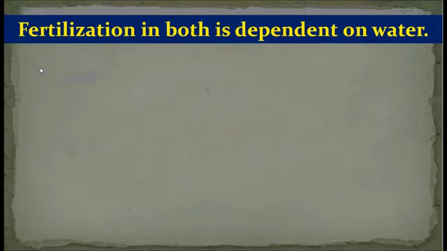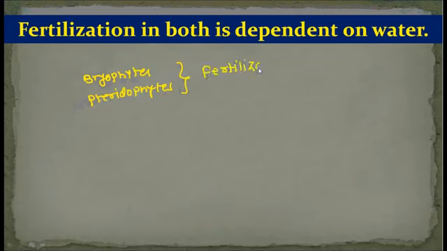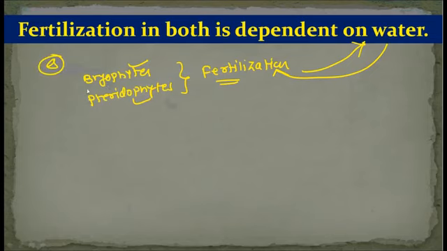All right. The next similarity is that fertilization in both is dependent on water. That is, in bryophytes and pteridophytes, fertilization, that is, the union of male and female gametes, is totally dependent on water. Whether bryophytes or pteridophytes, both plants require water for fertilization. Without water, there will be no fertilization. All right. So this is a very strong similarity between the two, that both plant groups, the bryophytes and pteridophytes, require water for fertilization.